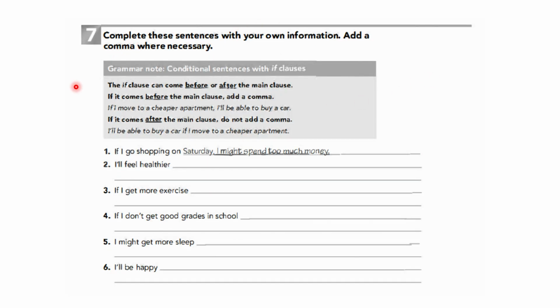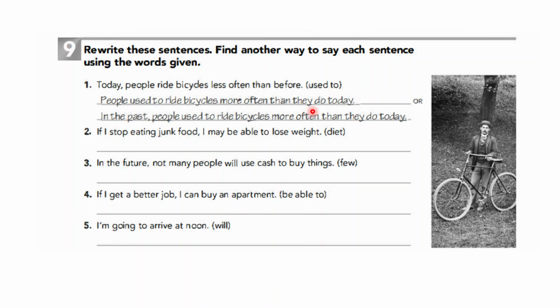Ok, vamos a ver. Ok. Esto es importante que lo conozcan. Déjenme ver.